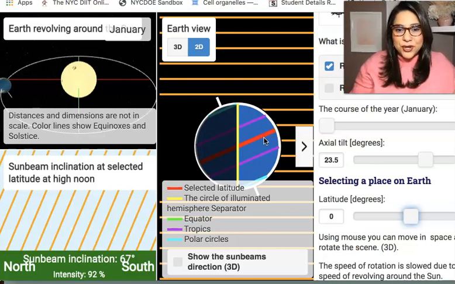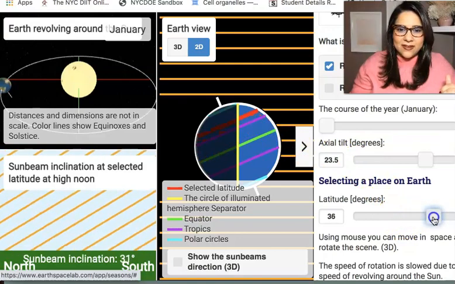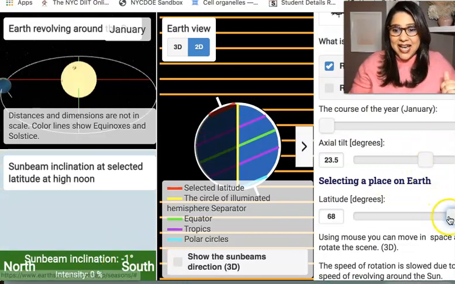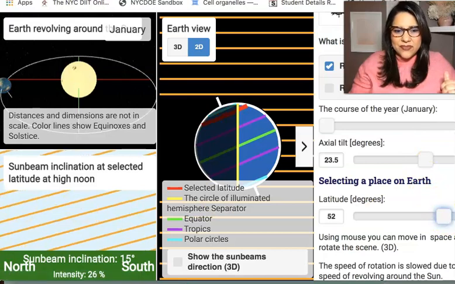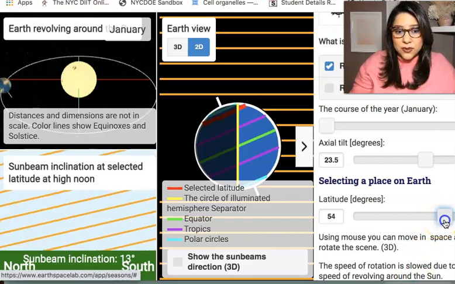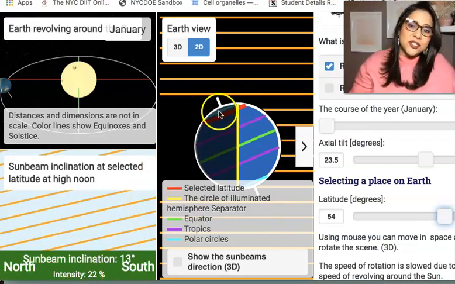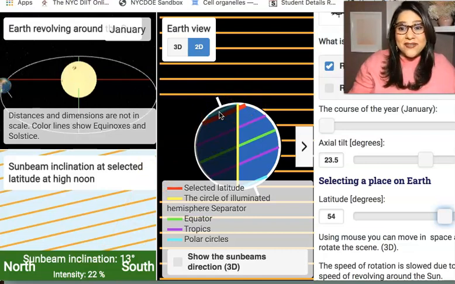However, observe what occurs to the intensity as we move away from the equator and closer to the North Pole. So now we have an intensity of about, let's stop at this point here, 26%, right? And if we move even further away and closer to the poles, the intensity continues to decrease. So why is that? Well, at the poles, we don't receive as much direct sunlight. We actually receive a lot of indirect sunlight. And so the intensity is less and the poles are cooler because of that.